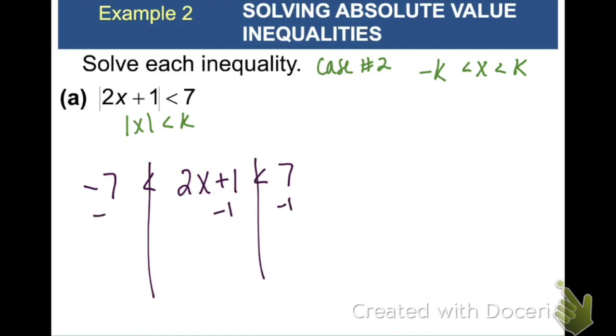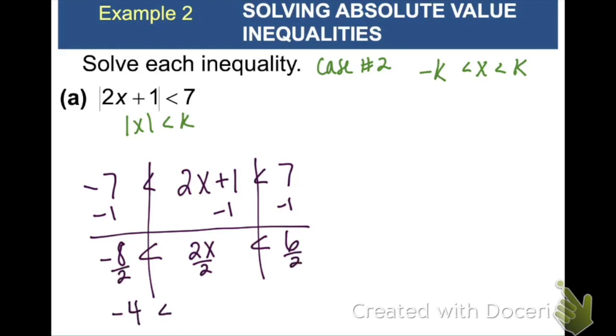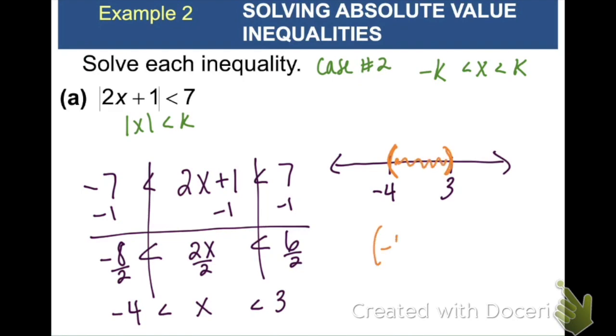So we're going to have three columns here. We're working to get x alone in the middle. So subtract 1 in all three columns, and then divide by 2 in all three columns to get x alone. Just a reminder, if you ever divide by a negative, your signs are going to flip. On a number line, this would look like negative 4 here, 3 here, parentheses, and everything in between.